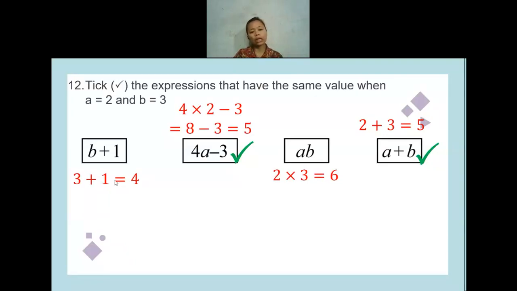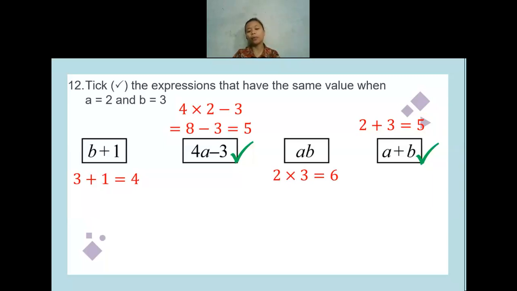When we put a equals 2, b is equal to 3. So now for the first block, we have b plus 1. We will replace the value of b with 3, because b equals 3 from the question. So now we have 3 plus 1, which is equal to 4.